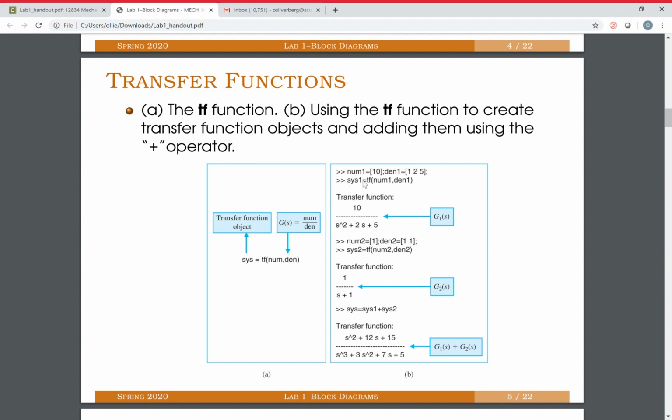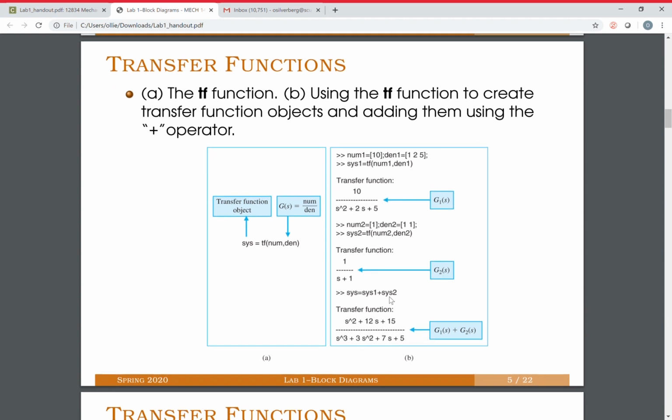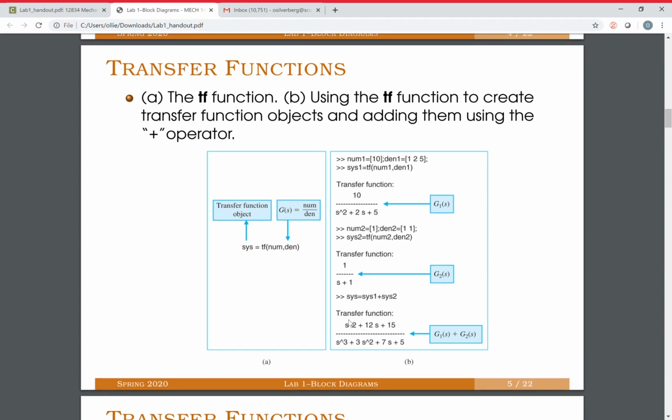Okay, so we can make the transfer function by using the tf function here, with the numerator as the first input and the denominator as the second input, and we spit out sys1 here, right? So we have 10 on the numerator, then s squared plus 2s plus 5 on the denominator. So let's make a second transfer function here. So we have sys1 and sys2, and then we can add the systems together just by using the plus key, just like you would in your calculator. In MATLAB, you can just use the plus key and it'll add them together.